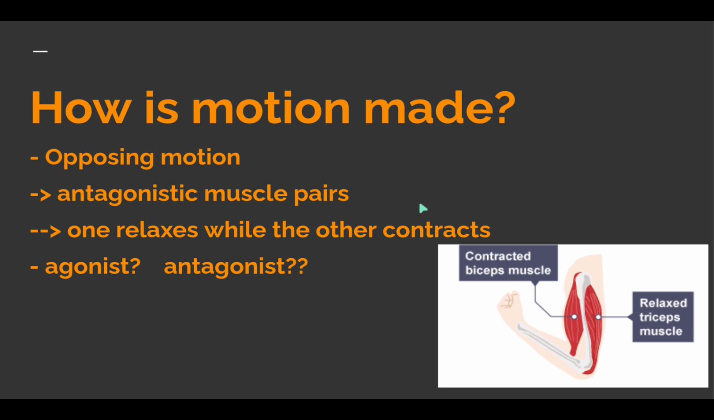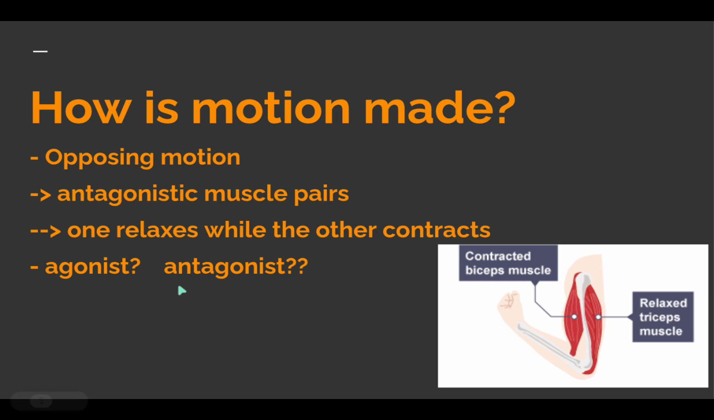As we keep going, we talk about how motion is made. It's made by opposing motion. What this means is that we have antagonistic muscle pairs, and this then means that one relaxes while the other contracts. So if we look right here in regards to elbow flexion, the bicep contracts, creating the motion itself, while our triceps relax, allowing us to elongate the triceps and contract the biceps.